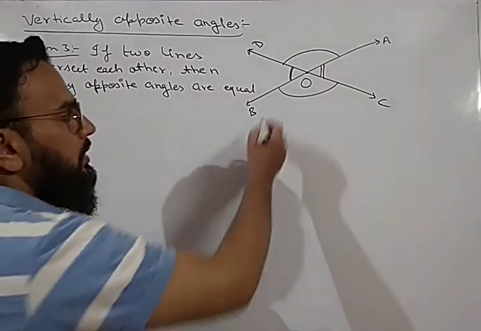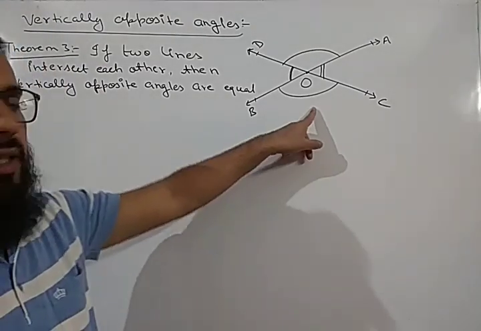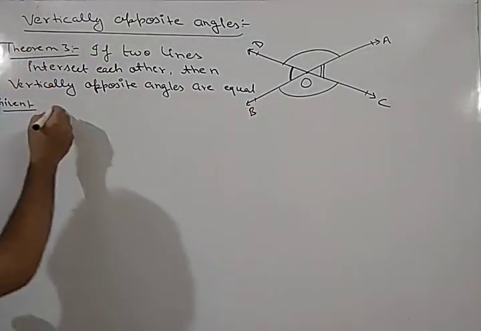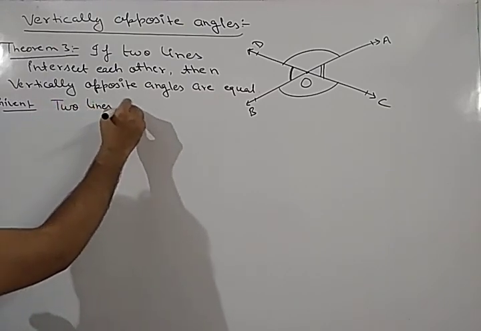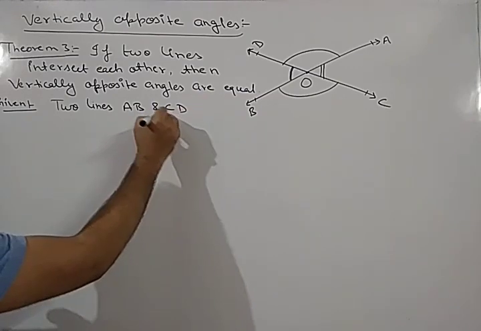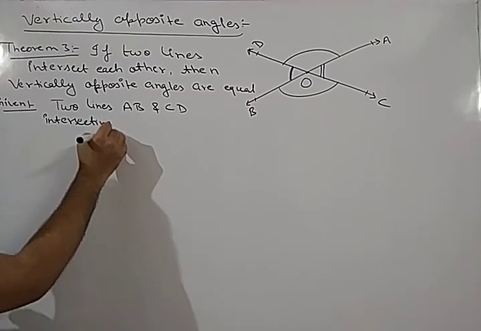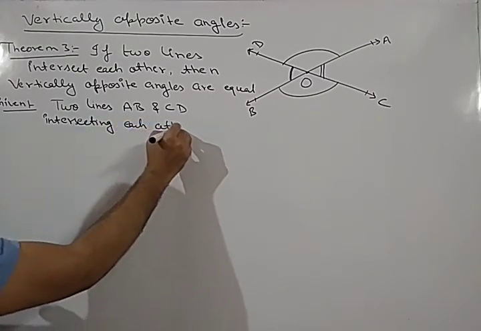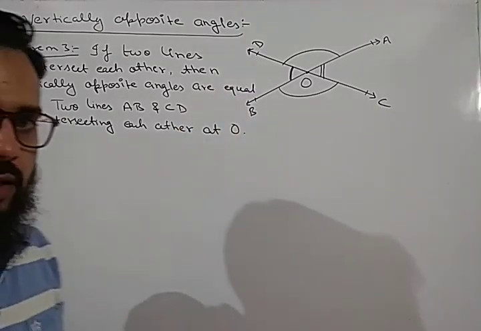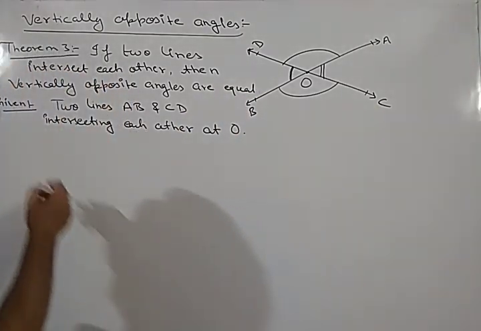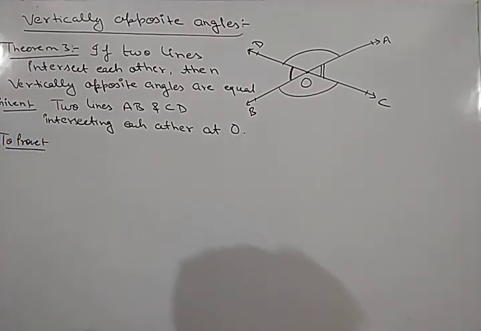Let us consider these are two lines AB and CD. We have already drawn the figure, and we are taking the same figure. Given: two lines AB and CD intersecting each other at point O. What we have to prove? We have to prove that vertically opposite angles are equal.